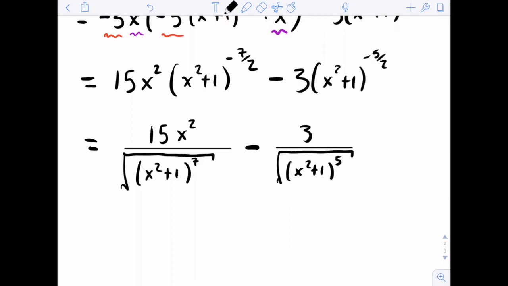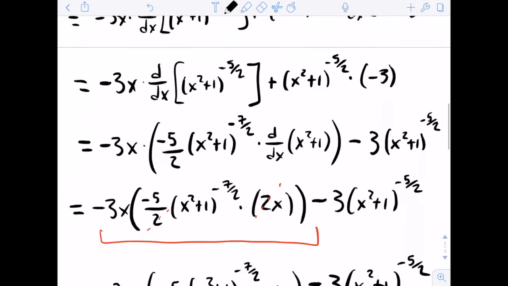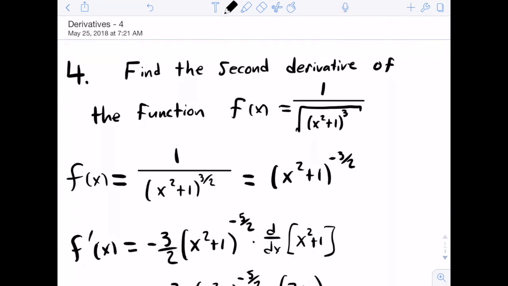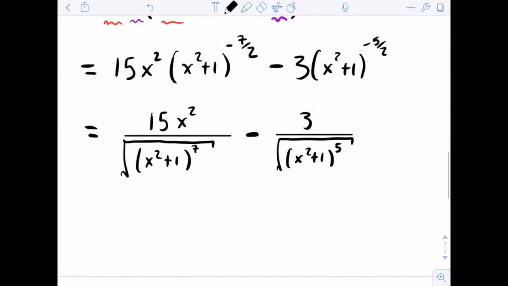But anyway, that's the derivative of that function, or sorry, the second derivative of the function 1 over the square root of (x squared plus 1) cubed.